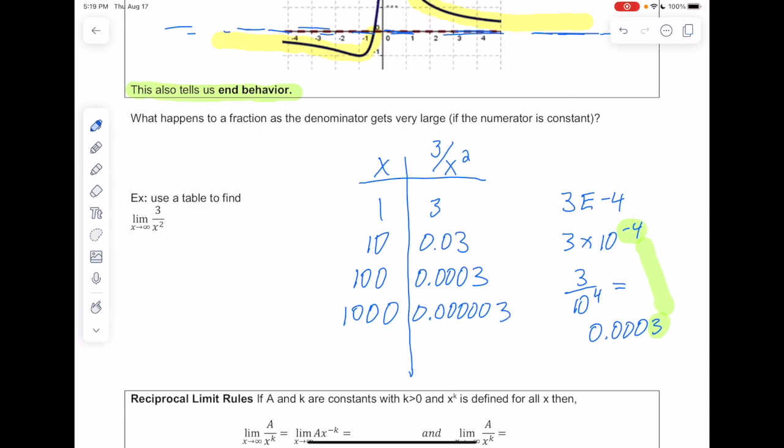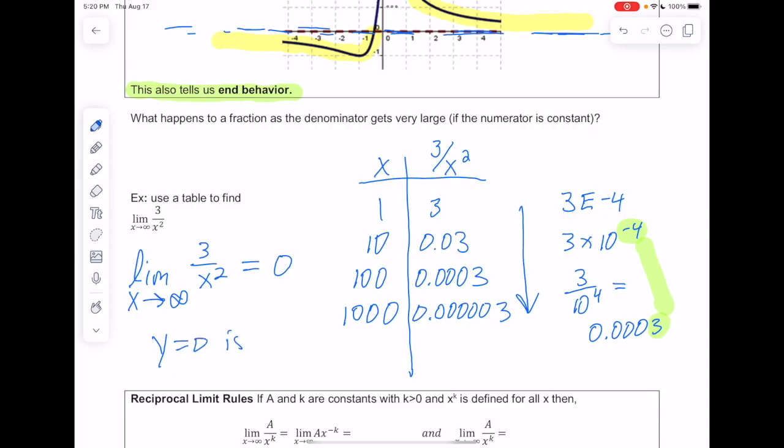So I would argue that it looks like, kind of jammed up here, so I'll write this again. It looks like the limit as x approaches infinity of 3 over x squared. What's happening to these values? They're getting smaller and smaller and closer to 0. So it looks like the limit there is 0, and so I would say it looks like y equals 0 is a horizontal asymptote for the graph.